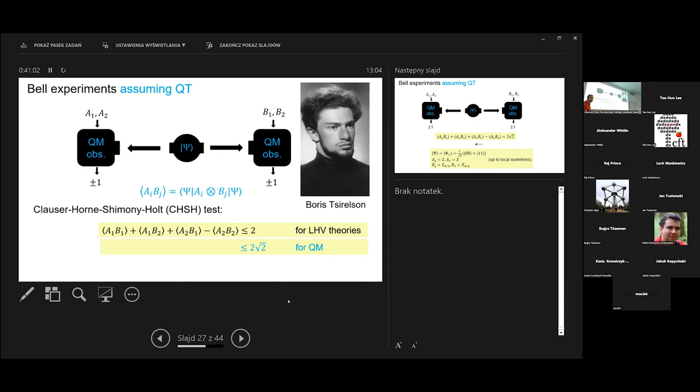So in the case of CHSH, it's quite easy to derive this value, but for general inequalities, it's really hard, okay? So in general, it's an NP-hard problem, so it's not easy to compute this bound.